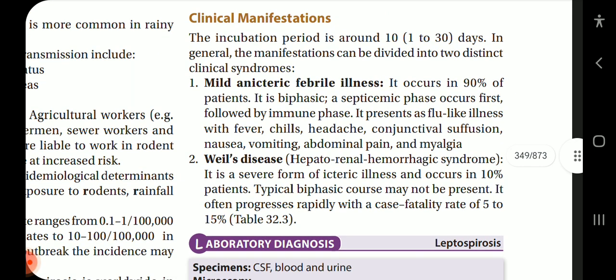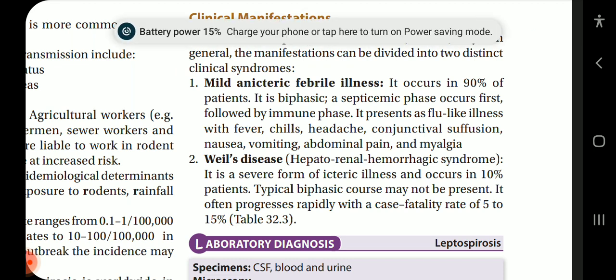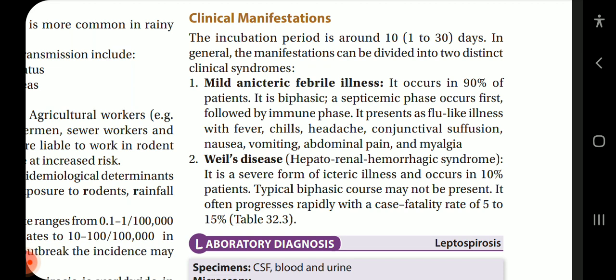In general, the manifestations can be divided into two distinct clinical syndromes. Mild anicteric febrile illness. It occurs in 90% of the patients. It's a biphasic illness: the septicemic phase occurs first followed by the immune phase. It presents as flu-like illness with fever, chills, headache, conjunctival suffusion, nausea, vomiting, abdominal pain, and myalgia.